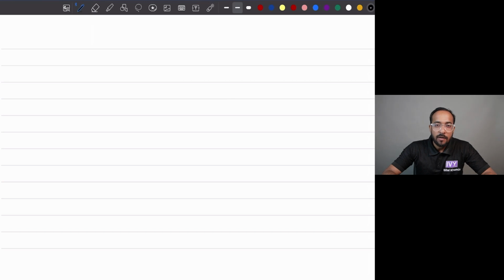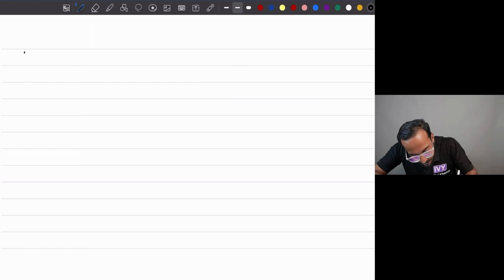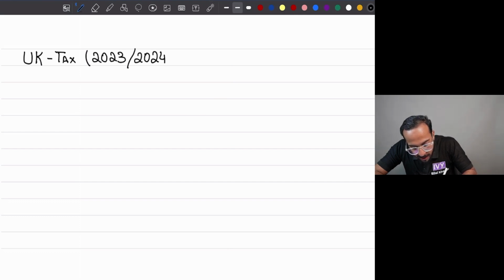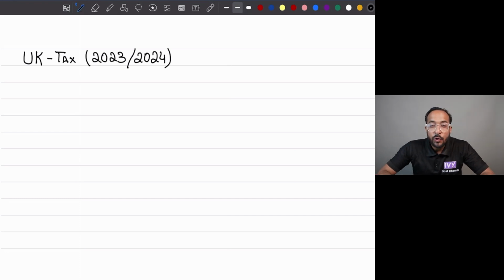Now I'm going to start with basic things, such as a few jargons which will be used in future chapters. Before starting the chapters, we need to understand a few jargons which are very important to understand UK tax. Here we go. Let's start with the basics. See, we are going to start the UK tax of 23-24. You need to be very careful that this is your tax year.